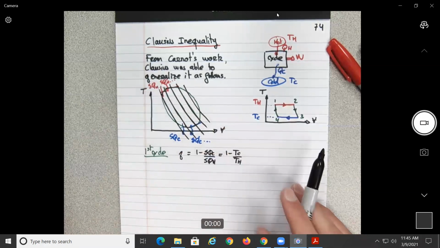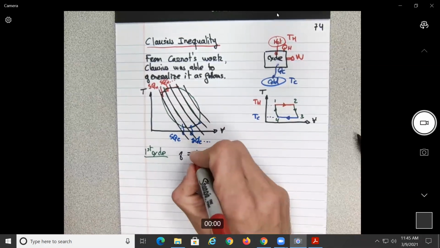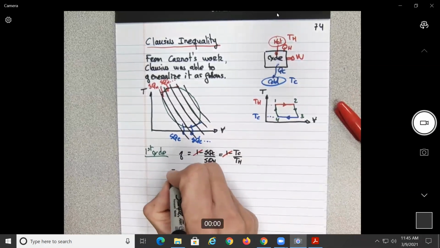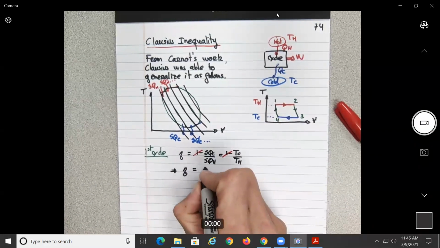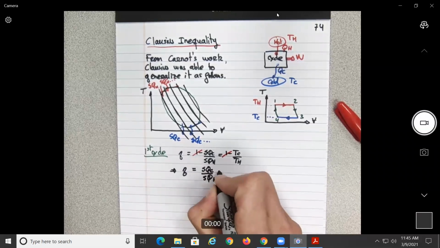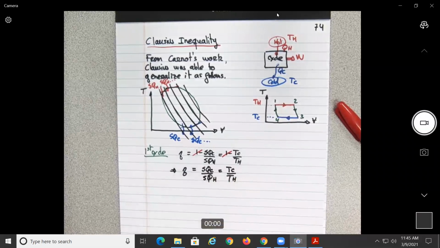Okay. So once you have this equation, what can you do? You can cancel here the 1 and the minus 1. So you get that efficiency, but this is not the important part. You can write it as delta Q sub C over delta Q sub H will be equal to T sub cold over T sub H.